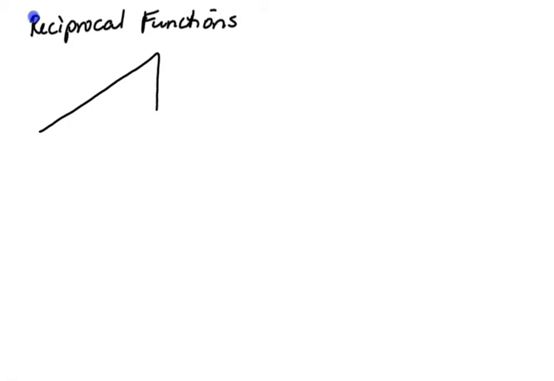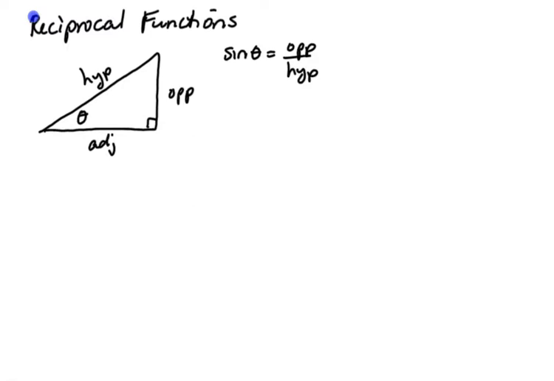We've talked about, if this is our angle theta, this would be the opposite side, the adjacent side, and the hypotenuse. And we know that sine of theta is opposite over hypotenuse, and that's our SOHCAHTOA. Using our SOHCAHTOA, cosine of theta is adjacent over hypotenuse, and tangent of theta is opposite over adjacent. Well, we're going to introduce 3 other ratios.